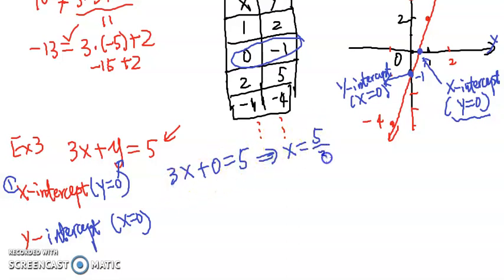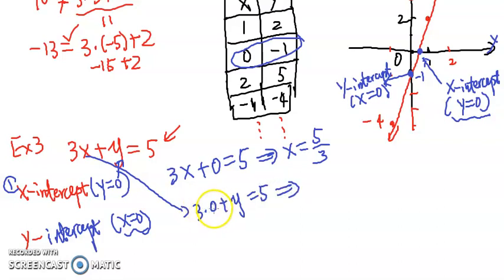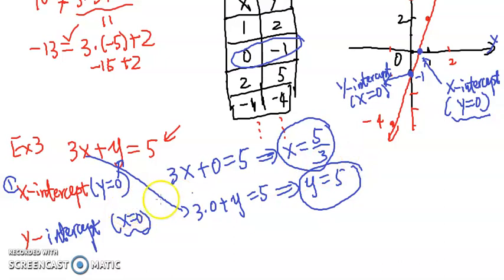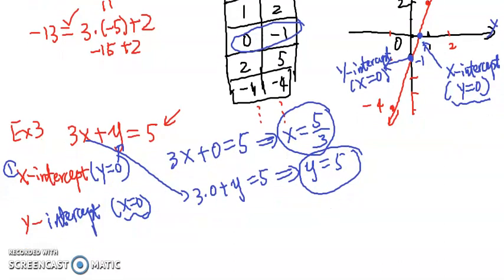So we get 5/3. And similarly, to solve for the y-intercept, because x must be 0, we replace this x value with 0. 3 times 0 plus y equals 5. And because 3 times 0 is 0, we end up with y equals 5. So this value here is called the x-intercept, and this value here is called the y-intercept. That's how we look for the x-intercept and y-intercept.